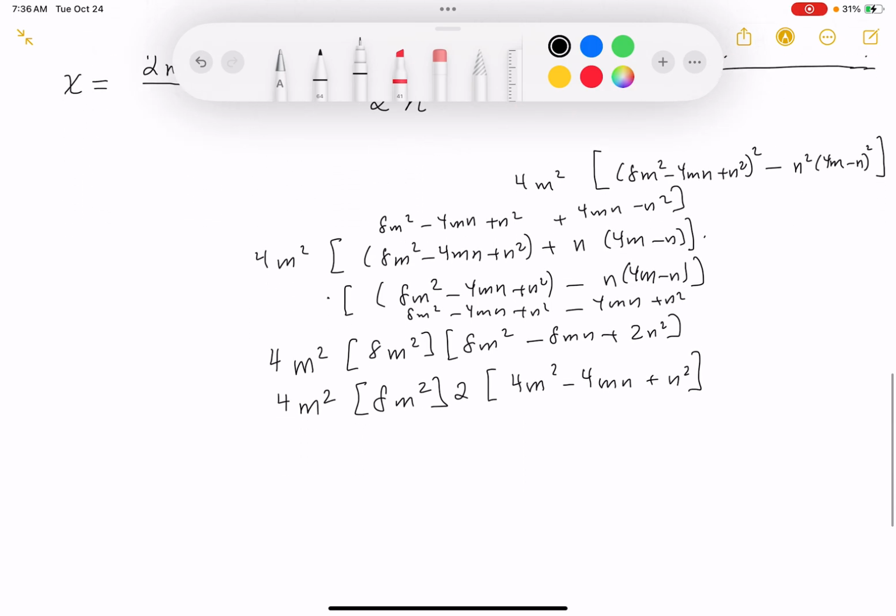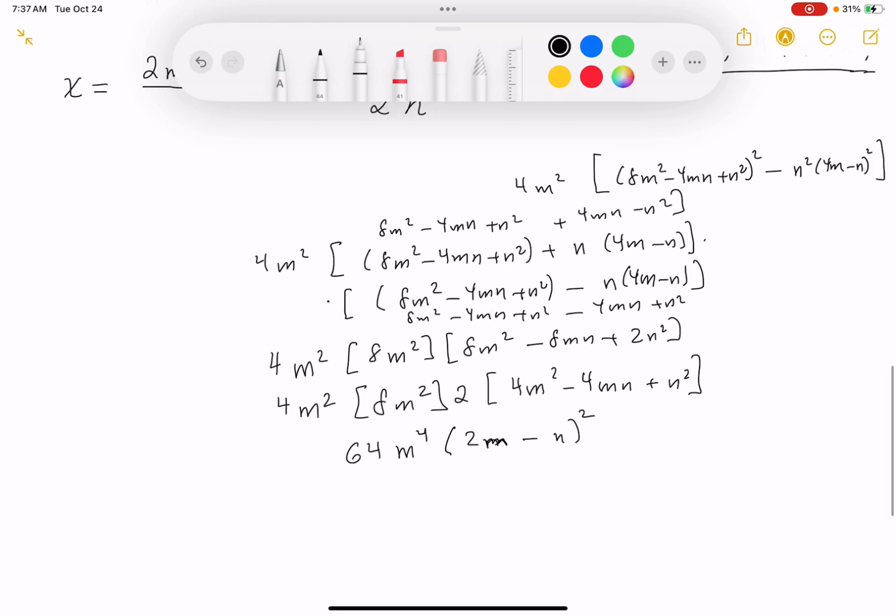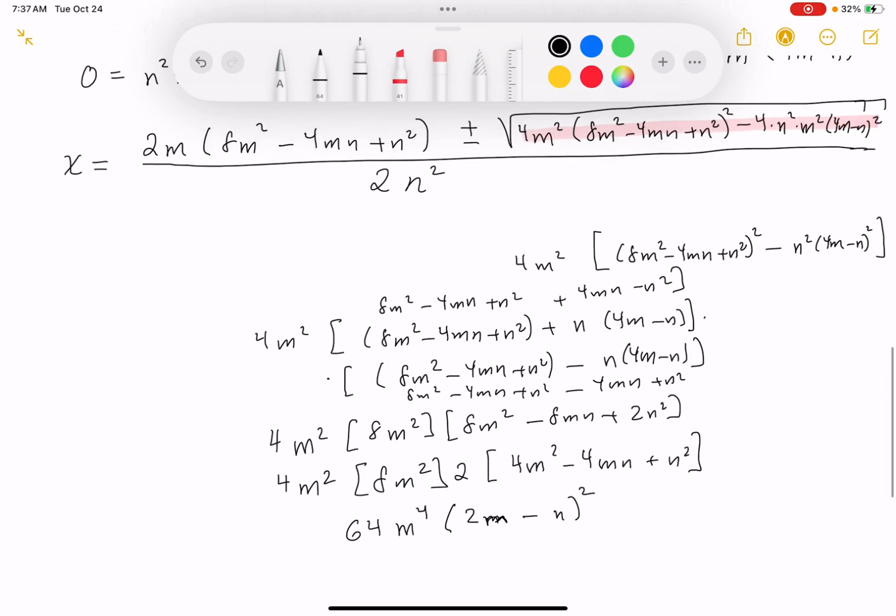All right? I'm going to keep going. And as I keep going, it seems like it's work after work after work. So let's see, 64 m^4. That's not so bad, right? Because 2 times 8 is 16, and 16 times 4 is 64, and I get m^4. Then I'm noticing over here, what do I get? I get something pretty nice, by the way. I get (2m minus n) squared. That's an m, by the way. Boy, isn't that convenient? That whole thing really turned out to be quite nice.